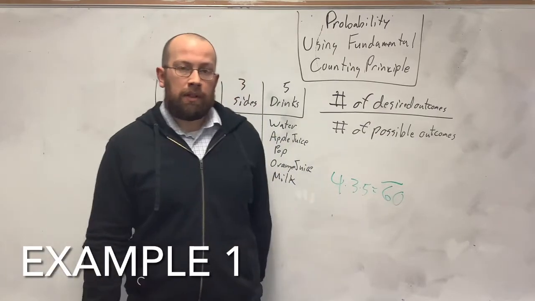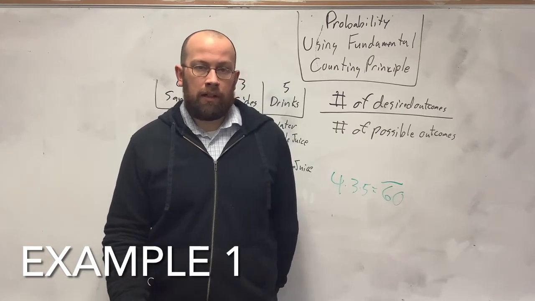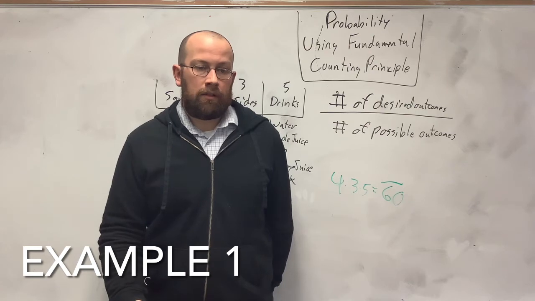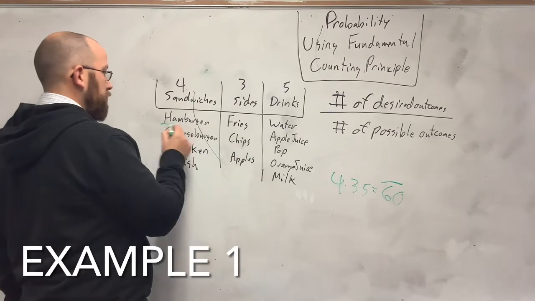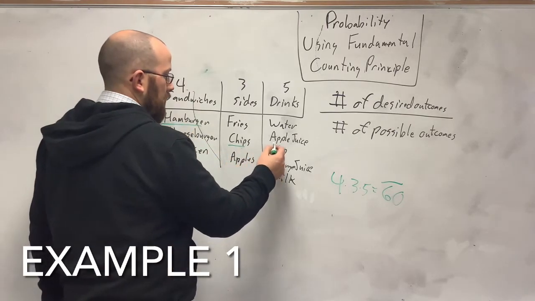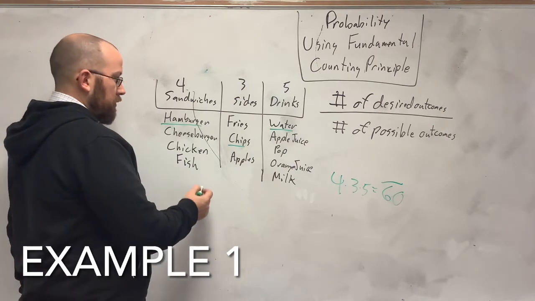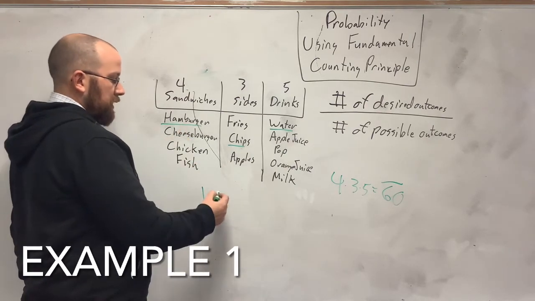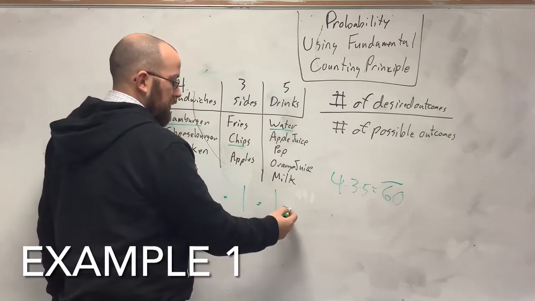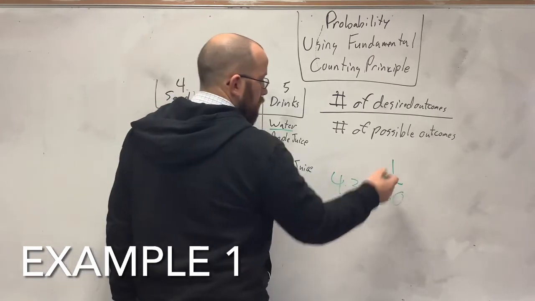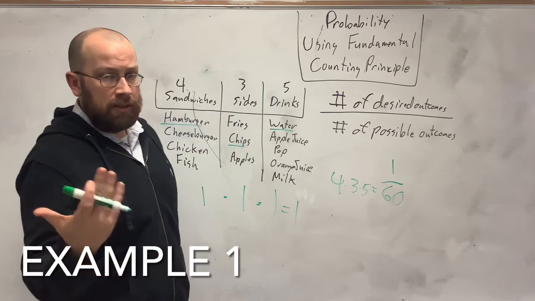Now what is the probability of a customer coming up and making an order with all 3 things? Say they want a hamburger, chips, and water. So I have 1 possible choice here, times 1 possible choice here, times 1 possible choice there, so I get 1. 1 over 60 would be my answer for a customer picking those 3 things.